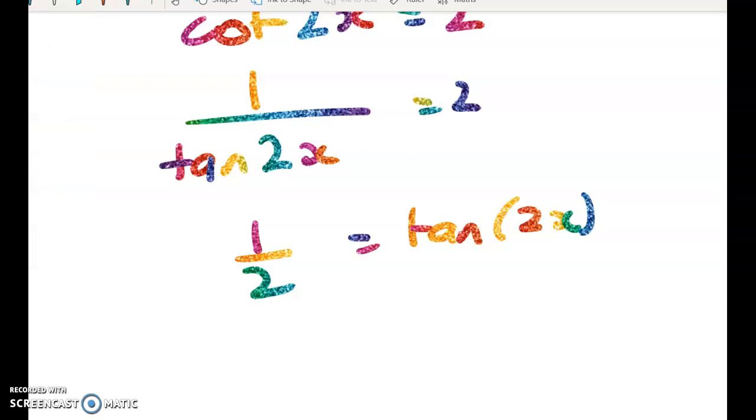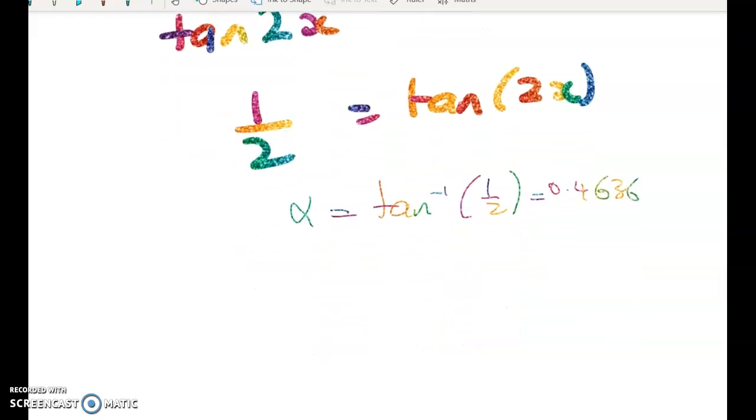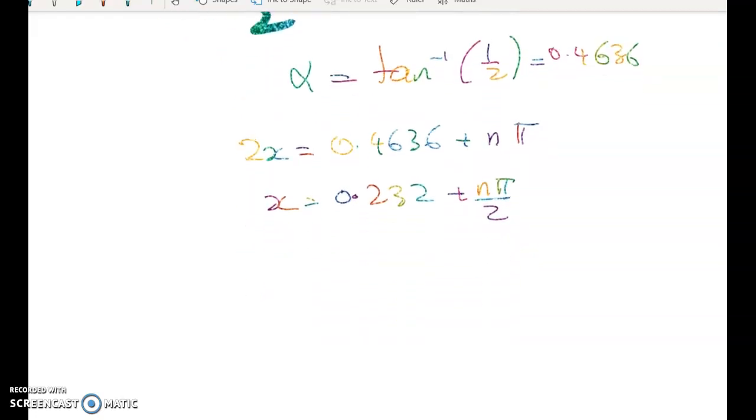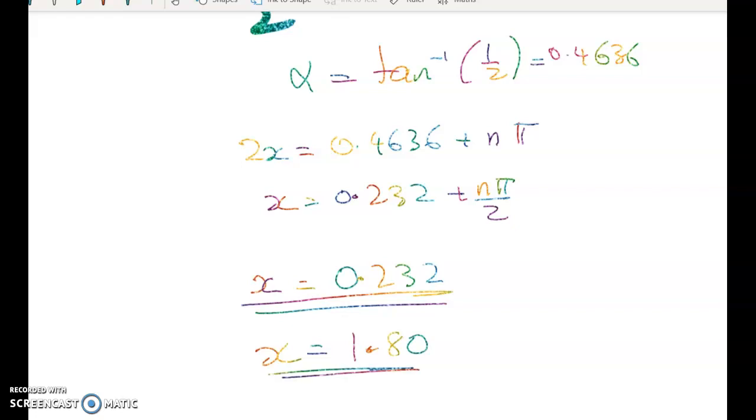Now, if I'm going to do that with general solutions, what do I get? Well, alpha is equal to tan inverse of 1/2, which gives me 0.4636. So 2x is equal to 0.4636 plus n pi. So x is equal to 0.232 plus n pi on 2. And so substituting in values, the first solution that I'm going to get is x is equal to 0.232. But there is a second solution, which is that x is equal to 1.80 from adding pi on 2.